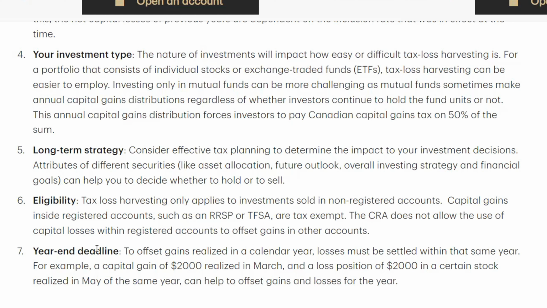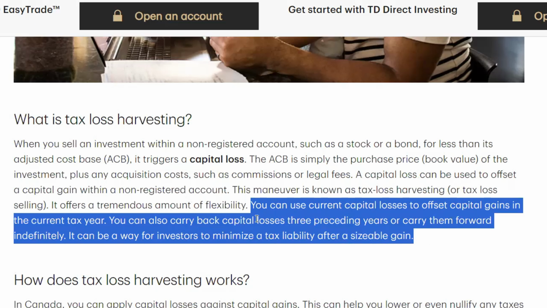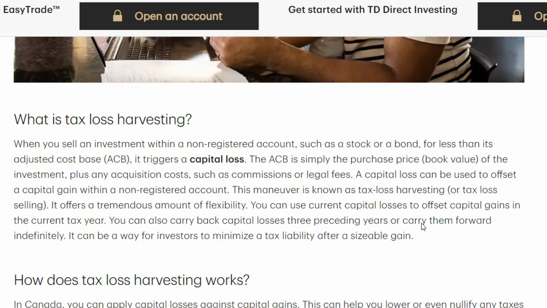Another thing to consider is the year-end deadlines. To offset gains realized in a calendar year, losses must be settled within that same year. So there is a consideration that your capital losses can offset your capital gains in the current tax year. You can also carry back those capital losses for the 3 preceding years, or carry them forward indefinitely until you can apply them and offset a capital gain.